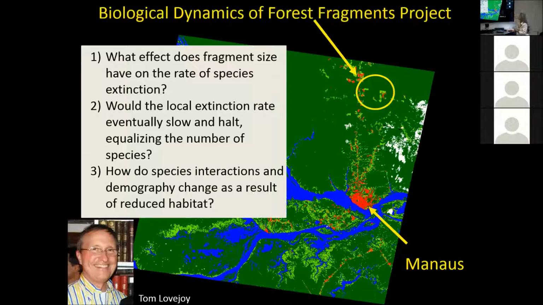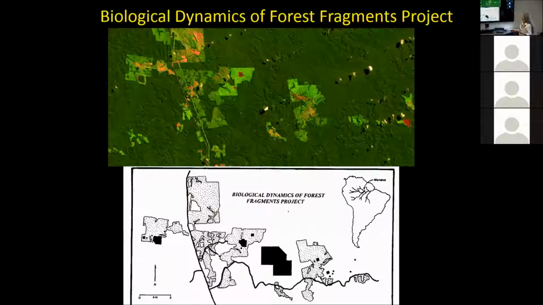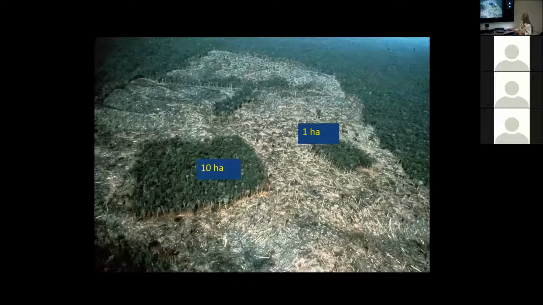So this project got off the ground in 1979, and forest clearing around these patches took place in the very early 1980s. It was a lot of effort and a lot of money. You can see here's a forest patch, here's a forest patch, and this is cattle pasture essentially all around it. This is a relatively early picture. And then they had control sites out here in the main block of forest that would be marked off and be the same size as these fragments that were within the cattle pastures.